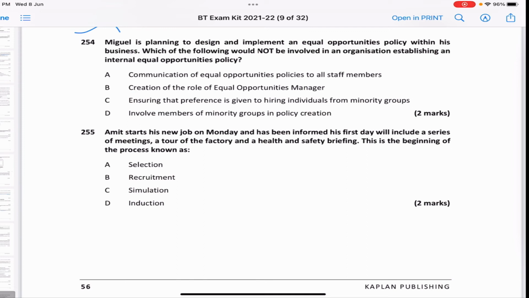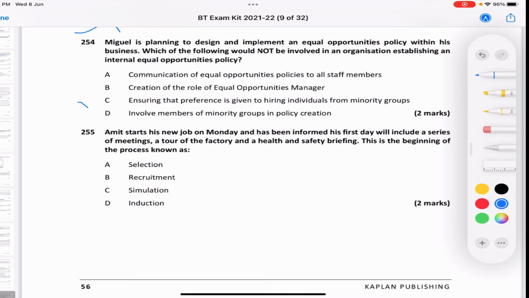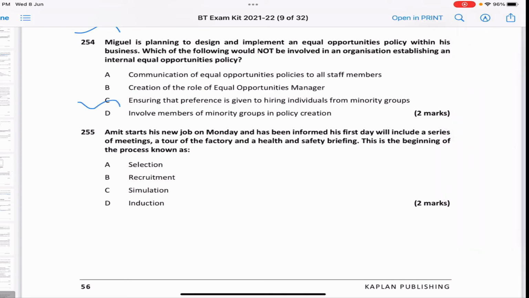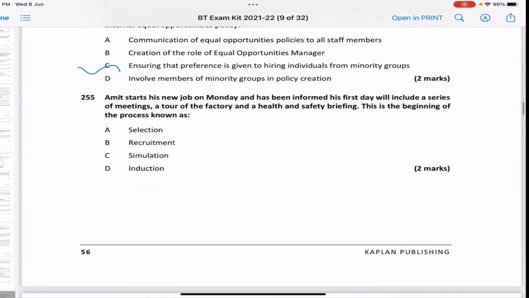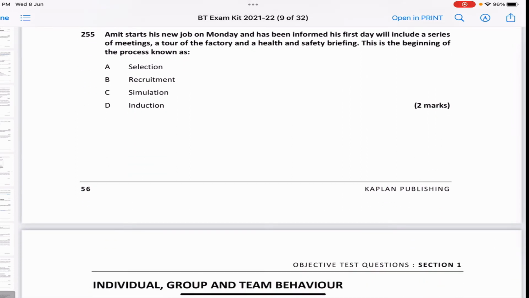So, ensuring that preference is given to hiring, that has nothing to do with that. I mean, this is positive discrimination. So, when you think about hiring, that is something which comes under positive discrimination, which is not permitted in many of the legislations.